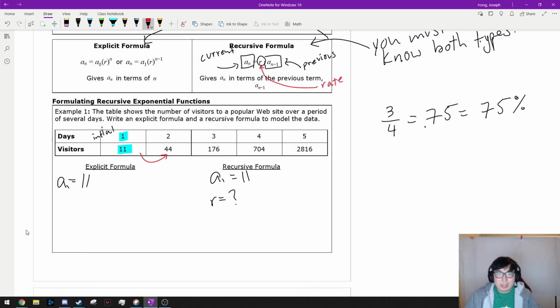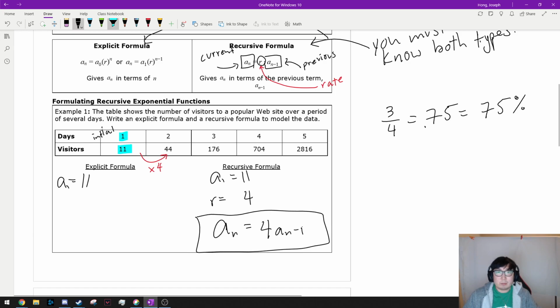So the rate right here, or what I multiply this by, was times 4, which is pretty easy. So I'm going to put my R equal to 4. I don't need this question mark anymore. So now all I gotta do is write A_n is equal to 4 times A_(n-1), or n minus 1. And this is my answer. Very simple. All I had to do was find this rate, which was times 4.